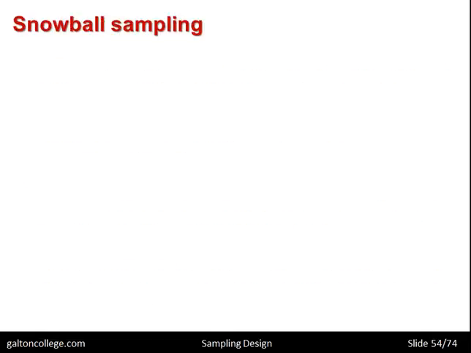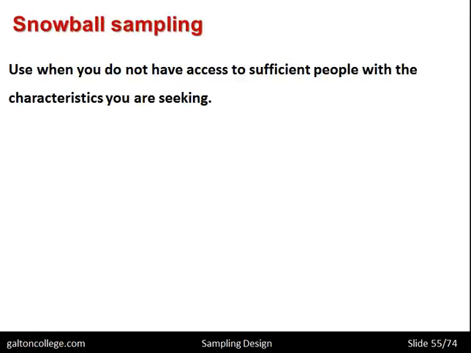Now let's turn to snowball sampling. Used when you have access to sufficient people with characteristics that you're seeking. So you're interested in people in the 25 to 35 year age gap and who are interested in playing football.